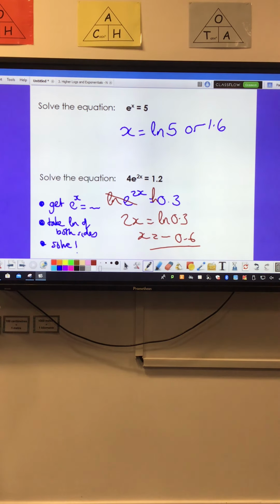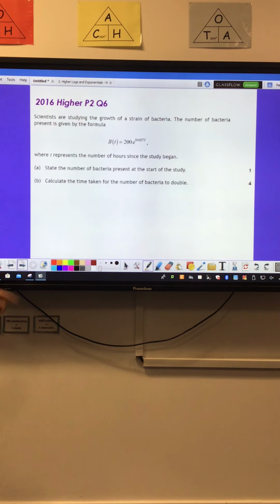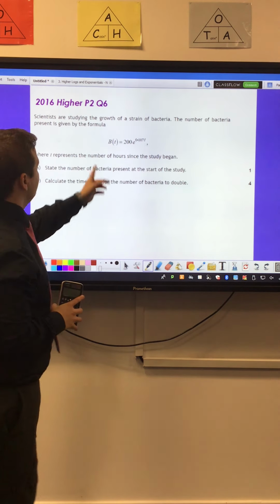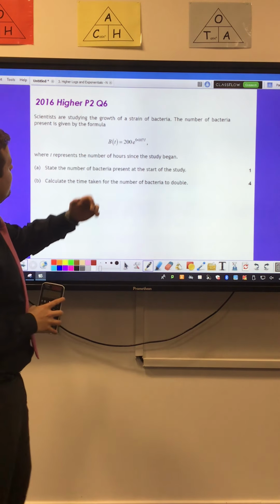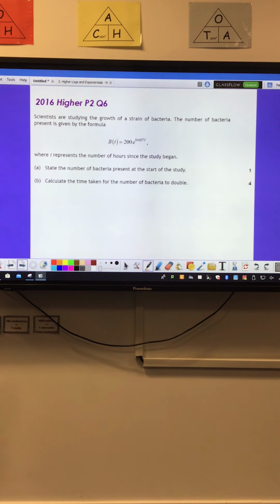Okay, right, let's apply this into context then. So, here is a contextual question. Scientists are studying the growth of a strain of bacteria. The number of bacteria present is given by the formula B of T equals 200e to 0.107 T. T is the number of hours since the study began, and B of T is the number of bacteria after a certain time period. So, state the number of bacteria present at the start of the study.